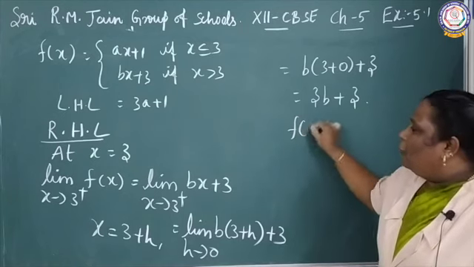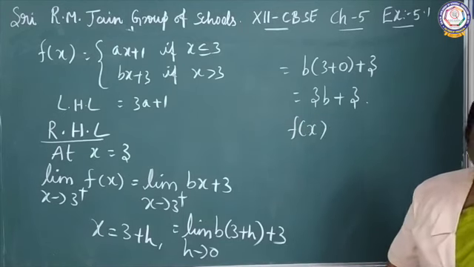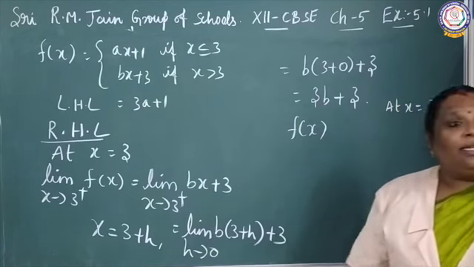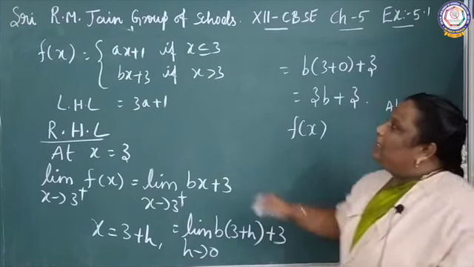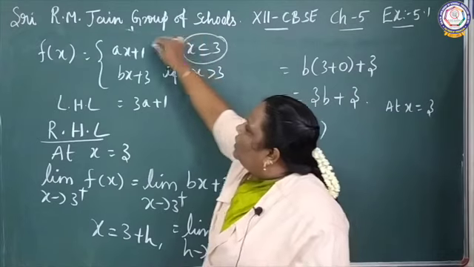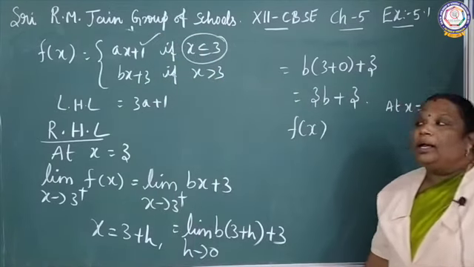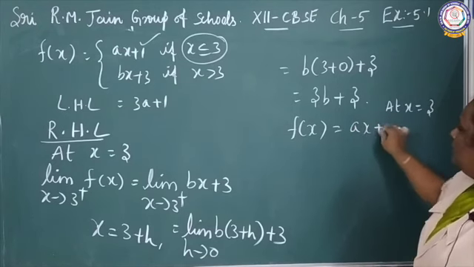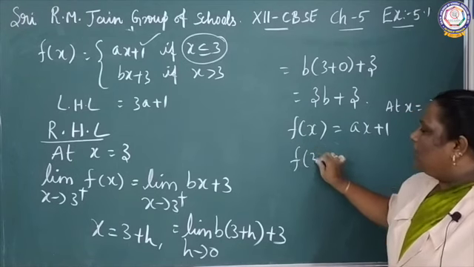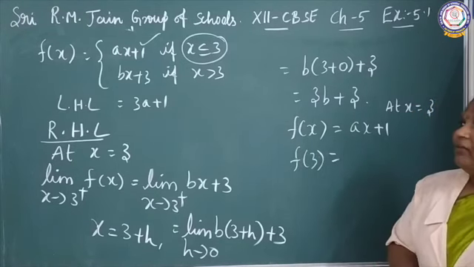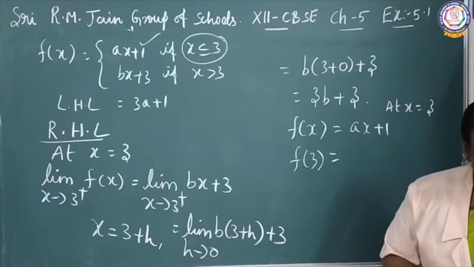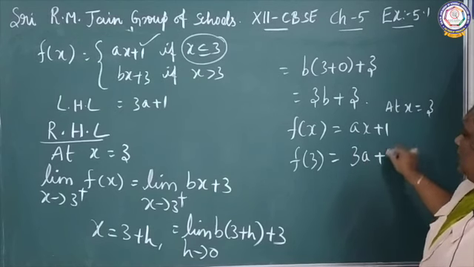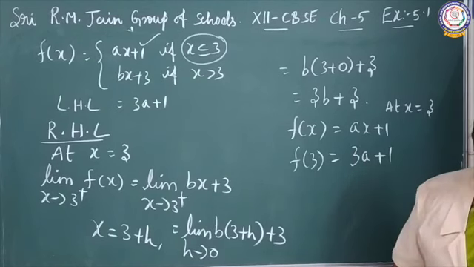Now f of x at x equal to 3: this is the right hand limit, that is the left hand limit. At x equal to 3, the value I have taken is ax plus 1. Wherever you see the equal to sign, you can substitute that value for f of x. So f of 3 equal to 3a plus 1.